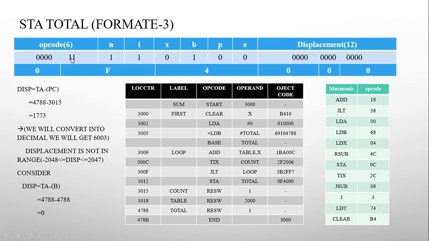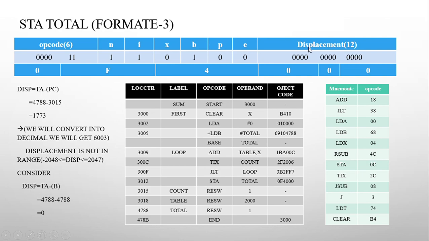Next, for C we are having 1100 in the binary form. We need to consider only the first two. Next, ni is set to 1 1. Here e is set to 0, x is set to 0. We need to find BP.